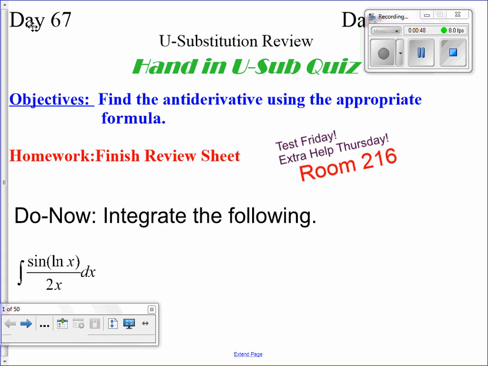If you want to go to extra help tomorrow, because there could still be people in here, Miss Vittoria was kind enough to let us use her room 216 after school. So once I finish my bus duty, I'll go to room 216 if anyone wants to stay after tomorrow for extra help. Okay? Friday we're in here, yeah.